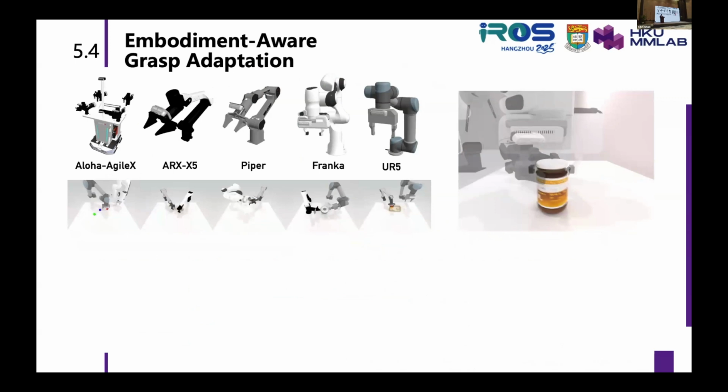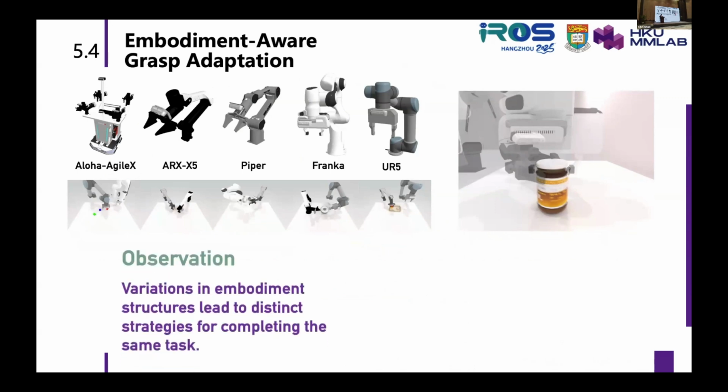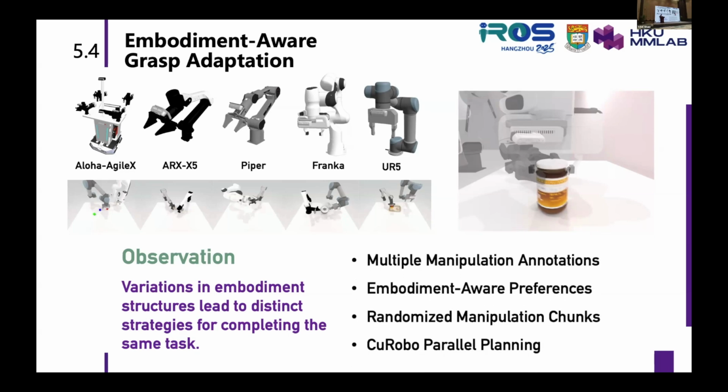But during our implementation, we found that there are some issues that we need to address. For example, take grasping a can. A front-end robot might prefer to grasp it from top to down, but Piper might prefer to do it from the side. So it's our observation that with different embodiments, the strategy for completing a task may be different. So we propose several ways to tackle this problem.